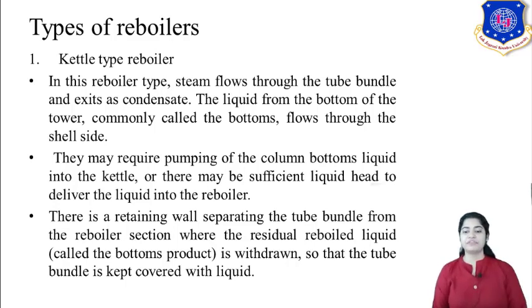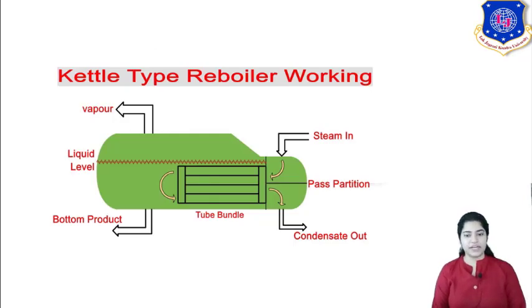Now, in this type of reboiler, pumping may be required if sufficient liquid head is not there for natural circulation of liquid. So this is the description of your kettle type reboiler. You can see it is a horizontal arrangement, with a tube bundle through which your heating medium, which is steam, is passed, and via that heating medium your bottom product is reboiled. You can see vapors are taken out and sent back to the main column.